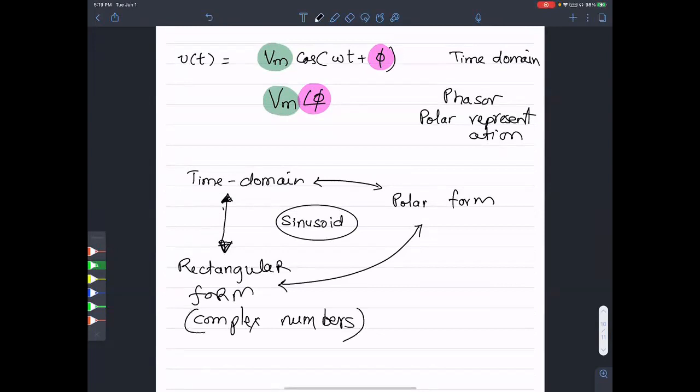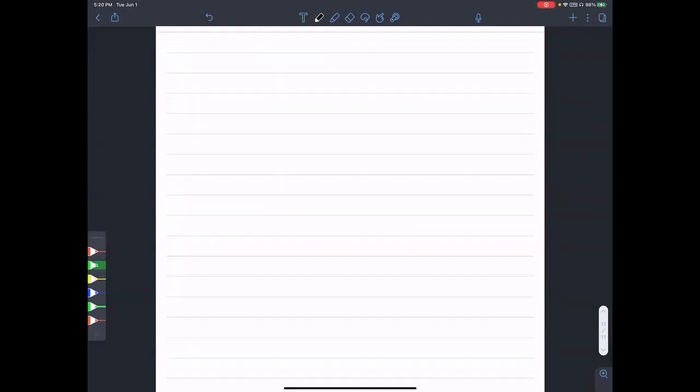Okay, what we want to remember is that all of these three domains are really meant to make our life easy. Okay, so if you are finding it incredibly difficult to go between these three forms, then you're probably missing something somewhere. Okay, it should not be. It is meant to be dead easy for us.